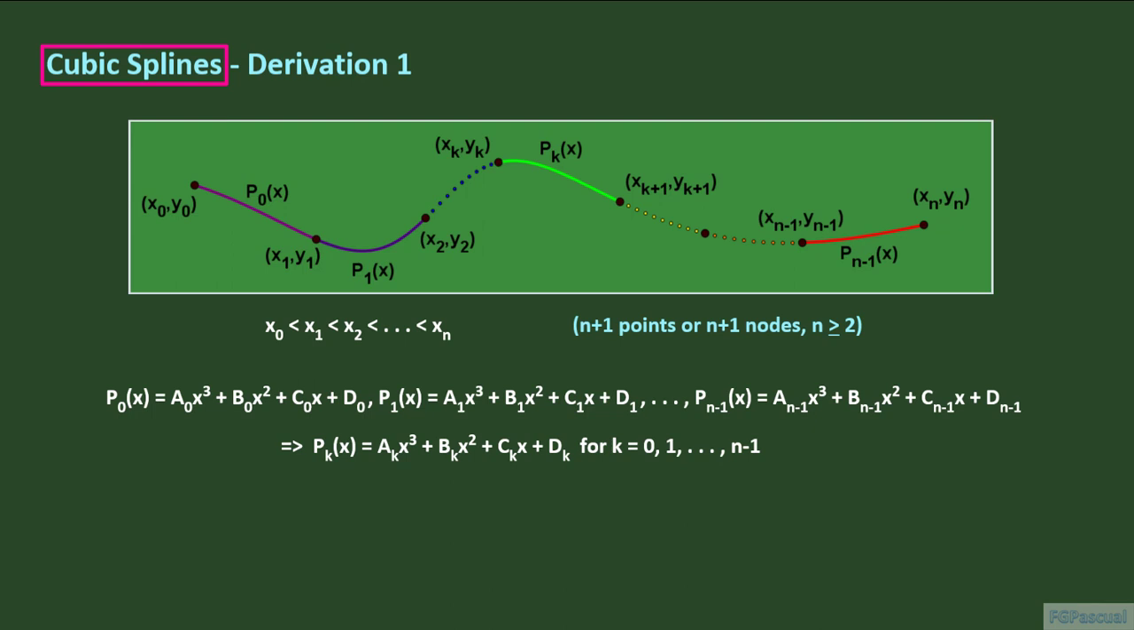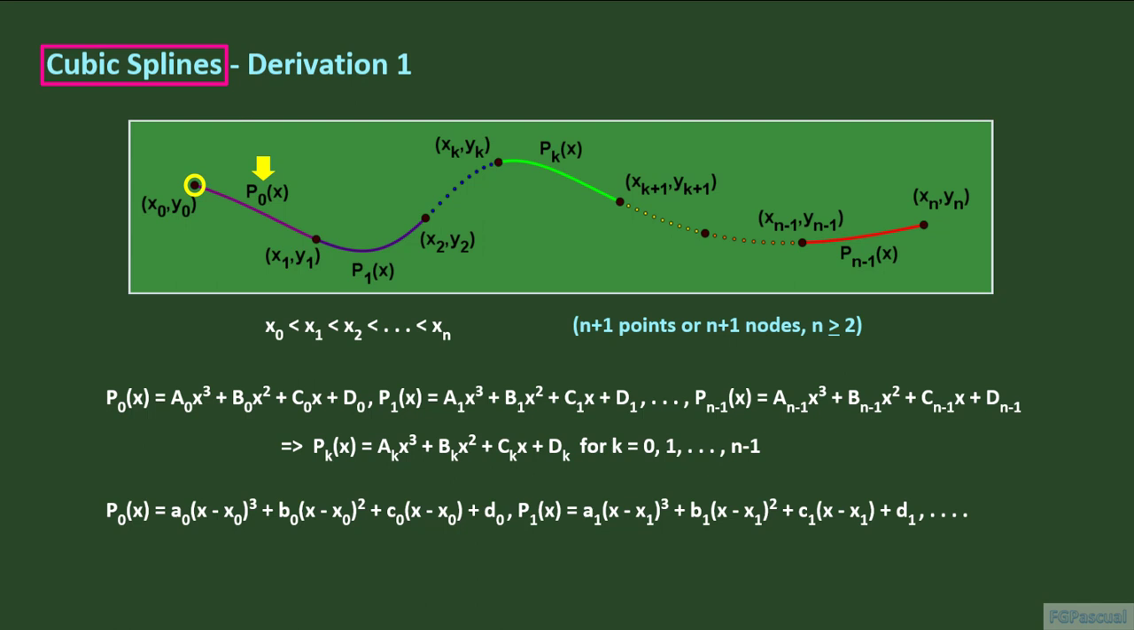We will use a form that is based at the left endpoint of each polynomial segment. As an example, let's take p sub 0 of x. The left endpoint is at x equals x sub 0. And so we let p sub 0 of x be equal to lowercase a sub 0 times the quantity x minus x sub 0 cubed plus b sub 0 times the quantity x minus x sub 0 squared plus lowercase c sub 0 times the quantity x minus x sub 0 plus d sub 0. And p sub 1, p sub 2, and so on are defined all similarly.